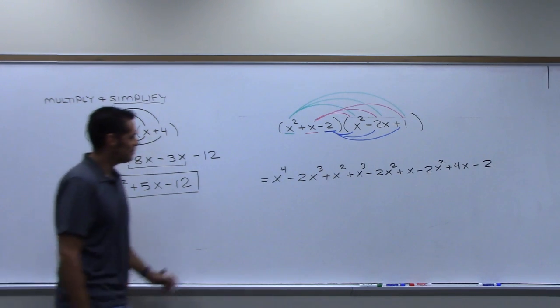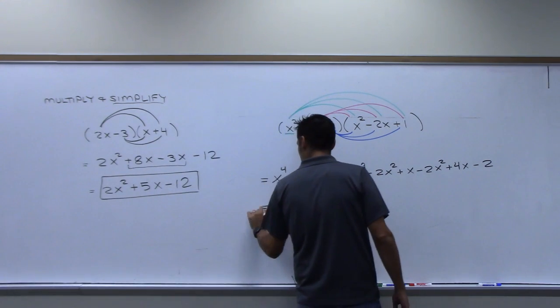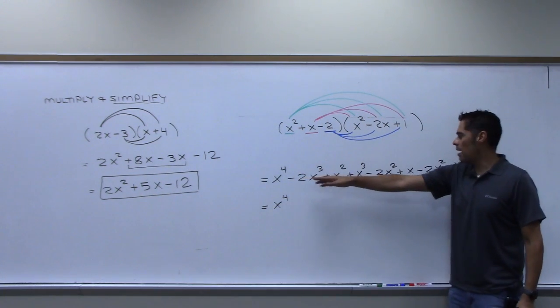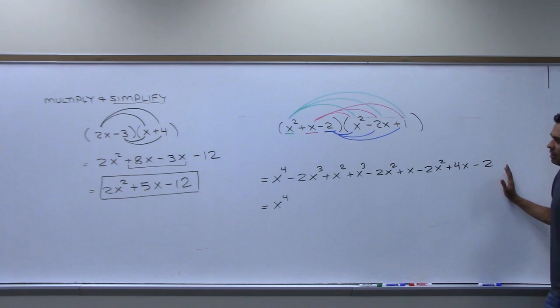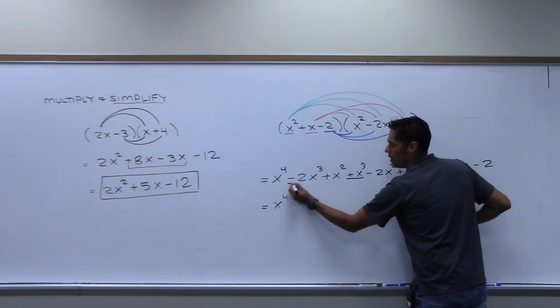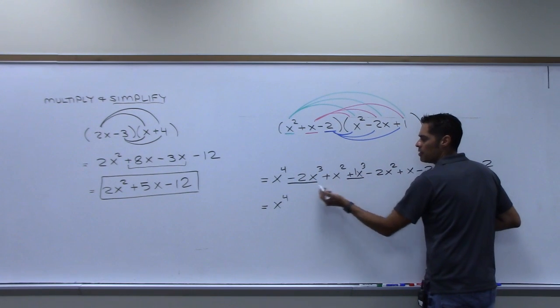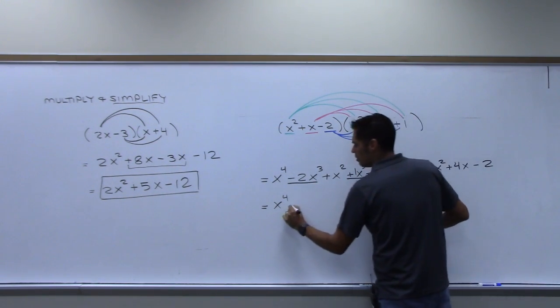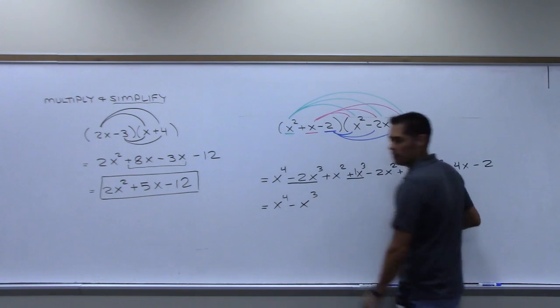So x to the 4th. All right, that's the only x to the 4th I have in the whole thing. So there it is. How about x cubes? I have this one and this one, right? I can put those together. I have to add their coefficients. Negative 2 plus 1, negative 1. So just negative x cubed.